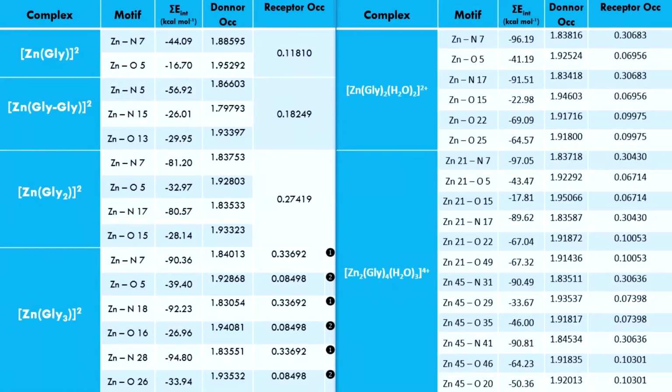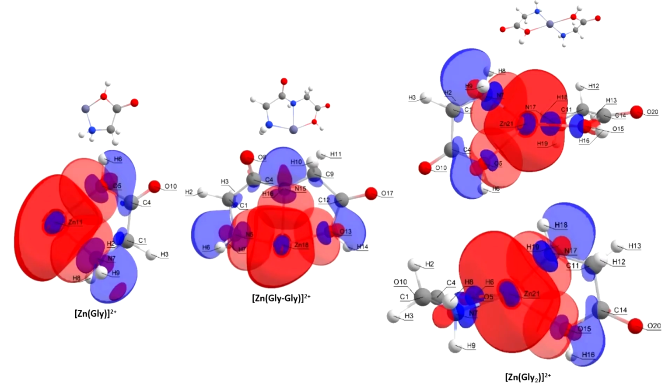The NBO analysis shows there is high stabilization in the system due to ligand-ion electronic donations. Zinc-nitrogen bonds result in the highest stabilization when compared to the zinc-oxygen bonds. This is assured by the shorter nitrogen-zinc bond distance. Here are some NBO illustrations.